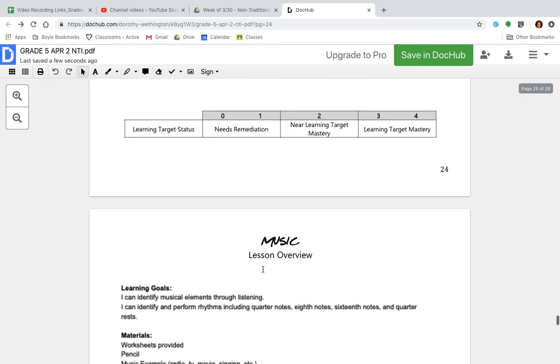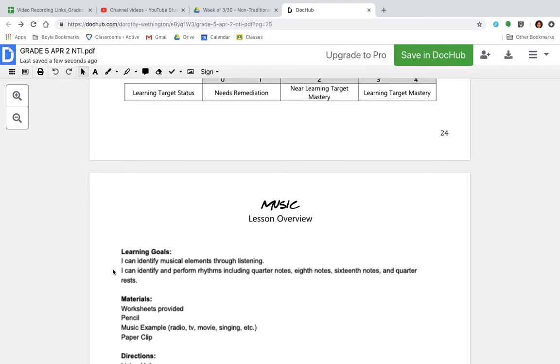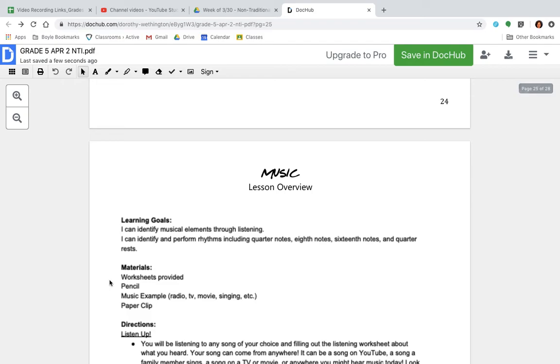Music. Lesson overview. Learning goals. I can identify musical elements through listening. I can identify and perform rhythms including quarter notes, eighth notes, 16th notes, and quarter rests. Materials. Worksheets provided, a pencil, a music example from the radio, TV, movie, singing, etc., and a paper clip.